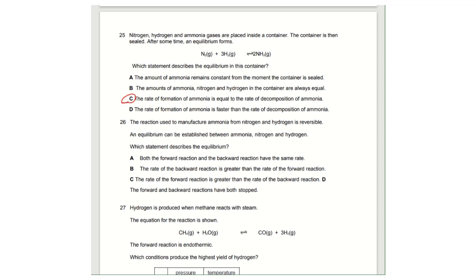It is C because product is formed and broken at the same rate. The reaction used to manufacture ammonia from nitrogen and hydrogen is reversible. An equilibrium can be established between ammonia, nitrogen and hydrogen. Which statement is correct? Both the forward reaction and the backward reaction have the same rate. Absolutely, at equilibrium this is true.